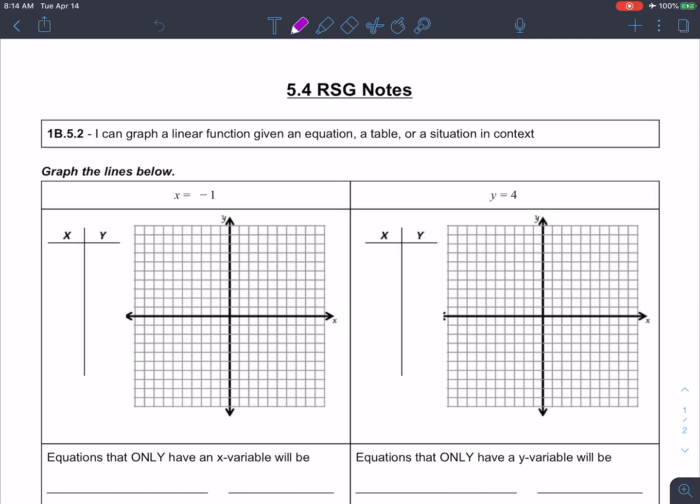We're back with our 5.4 Ready, Set, Go notes. I believe this is on page 17, if you're following along in your packet. If not, I've already provided you with the PDF, hopefully, so that you can be taking notes on this. This one I would consider much simpler than our last video. A little bit less work, a little bit more conceptual in nature. So here's what we're going to do.